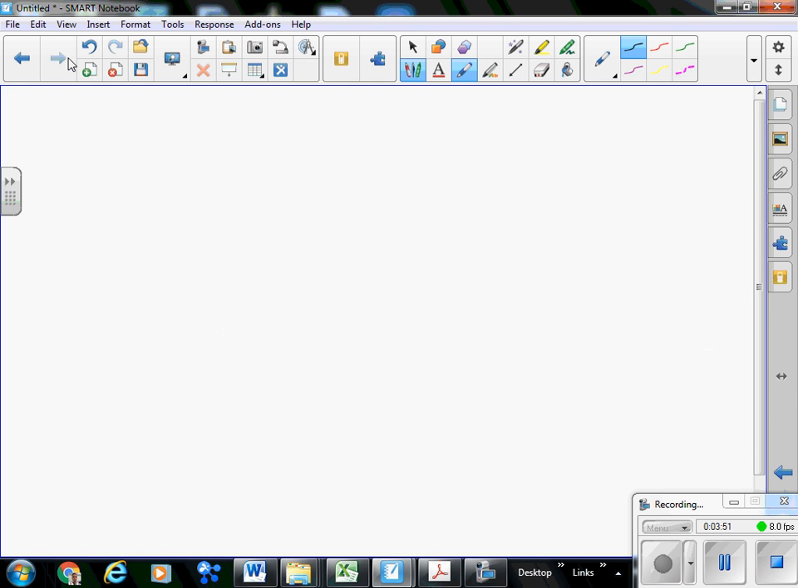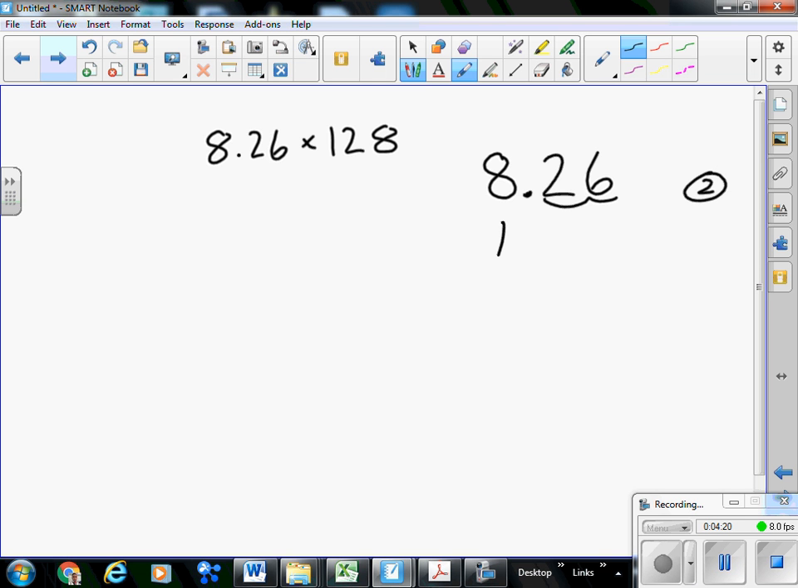Going to do one more for practice. We're going to get 8 and 26 hundredths times 128. I think it's easier to do the standard algorithm, so I'm going to show you just the standard algorithm on this one. So we got 8 decimal point 26. That's over 2 places, so I'm going to put a 2 to remind myself. And we got 128, and that's over 0 places.